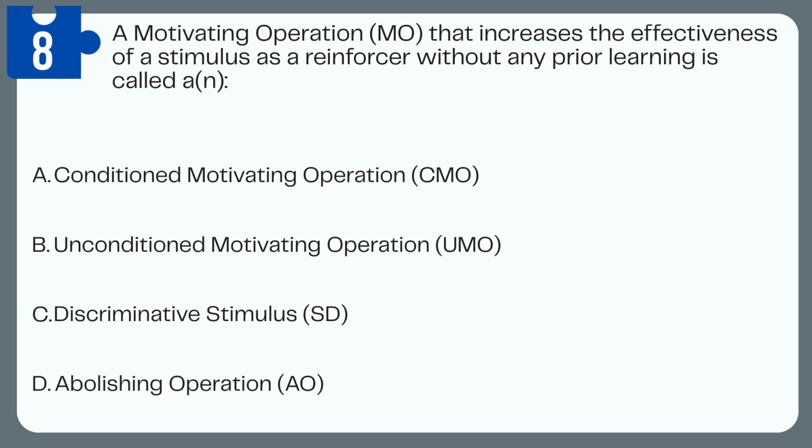Question 8. A motivating operation, MO, that increases the effectiveness of a stimulus as a reinforcer without any prior learning is called a A. Conditioned motivating operation, CMO. B. Unconditioned motivating operation, UMO. C. Discriminative stimulus, SD. D. Abolishing operation, AO.